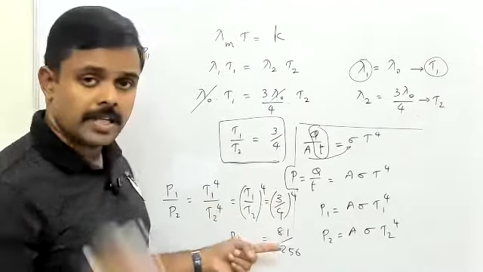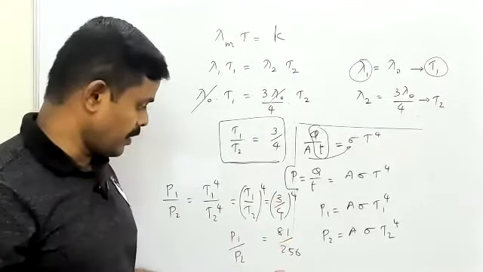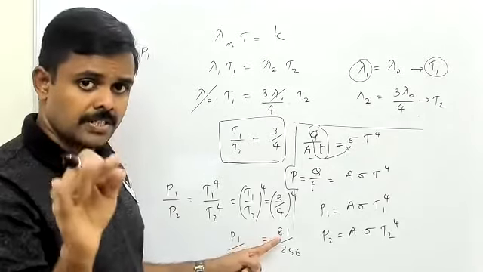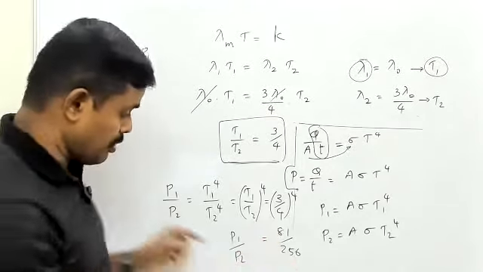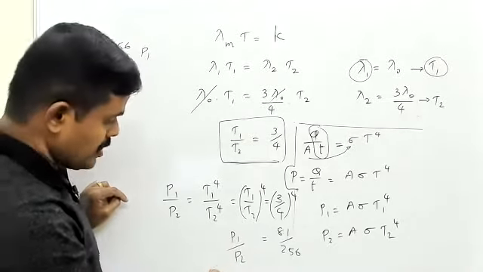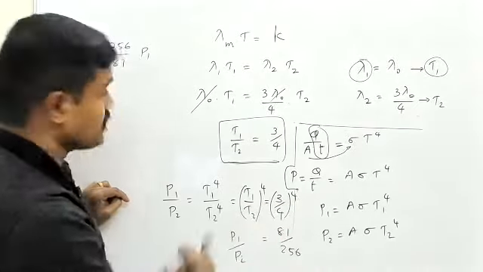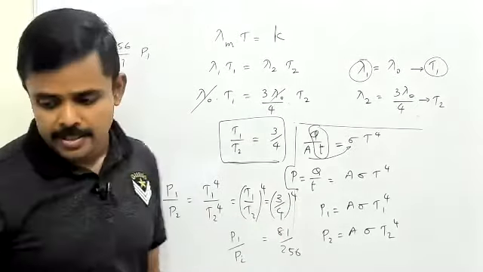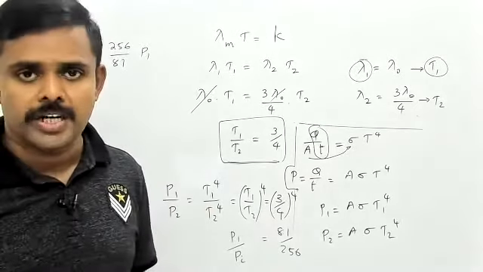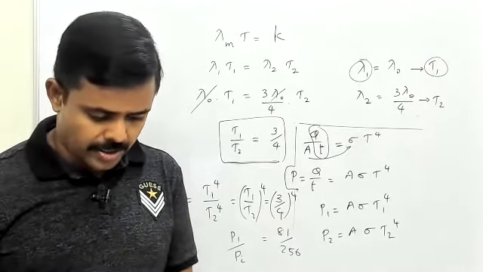3 raised to 4 is 3 into 3 into 3 into 3. 3 into 3, 9, into 3, 27, into 3, 81. 4 into 4, 16, into 4, 64, into 4, 256. So P1 by P2 is 81 over 256. Cross multiply: P2 will be 256 by 81 P1. The question is to find by what factor, so it is 256 by 81. Answer is option A.